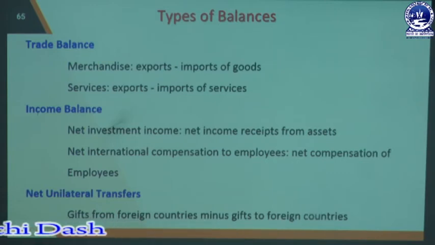The income balances include the net investment income, net income receipts from assets, net international compensation to employees, and net compensation of employees. The net unilateral transfer represents the gifts from foreign countries minus the gifts to foreign countries. That means the receipts of gifts and the payment for the gifts.